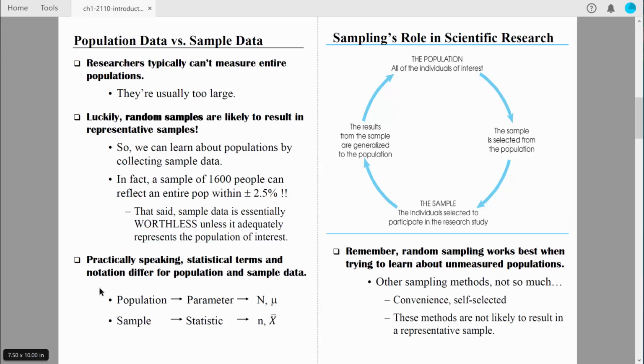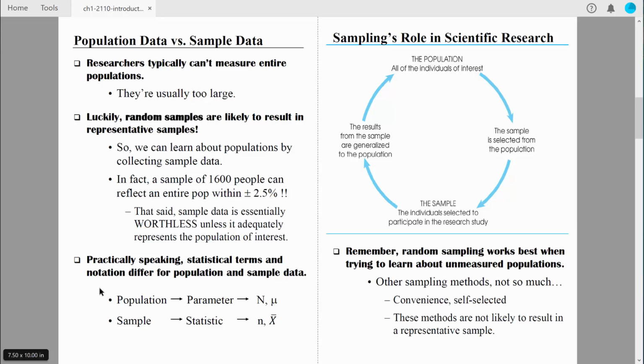So it's likely that we would randomly select some depressed people for our sample. Let's say we measured 1,600. So the sample statistic in this case would be the number of people in our sample, small n equals 1,600. So capital N, the number of people in an entire population, lowercase n, the number of people in a sample.